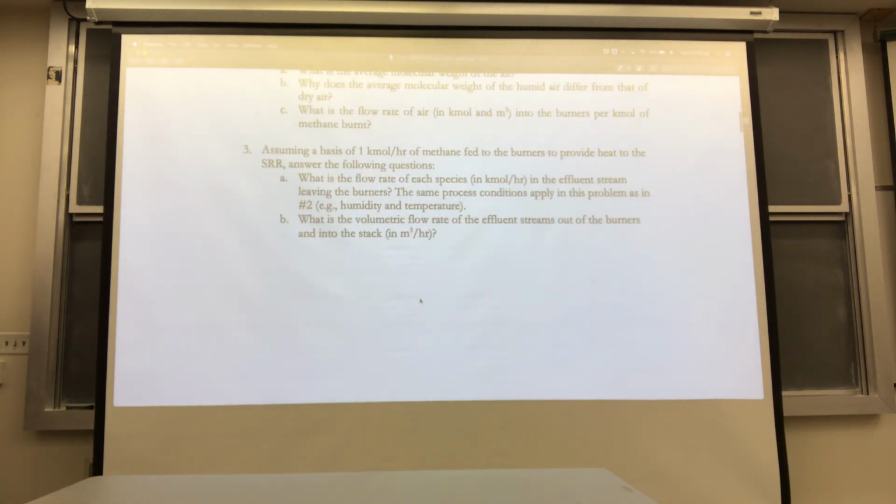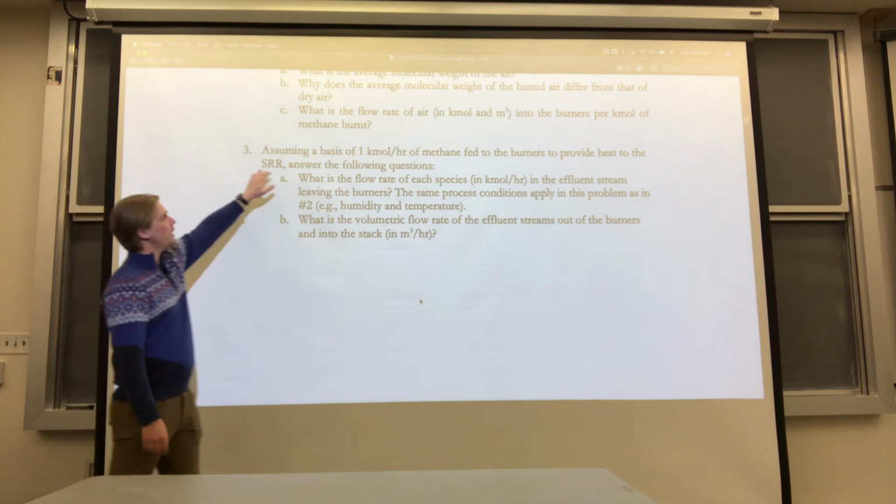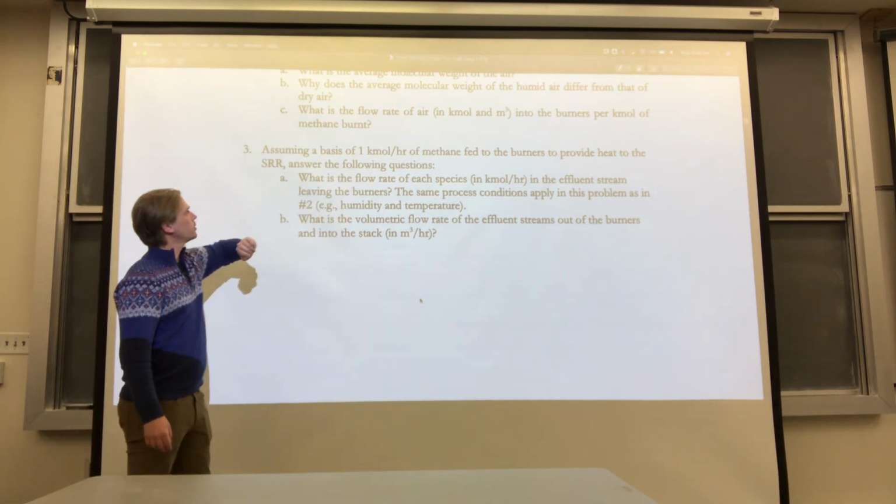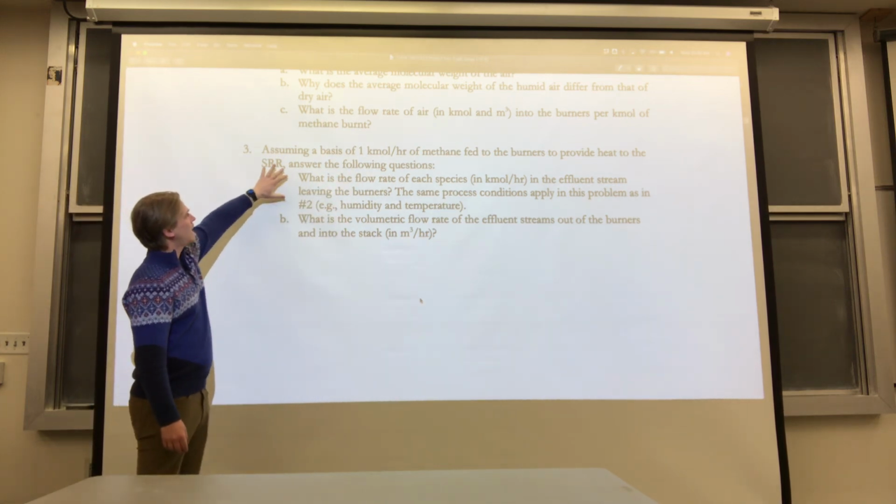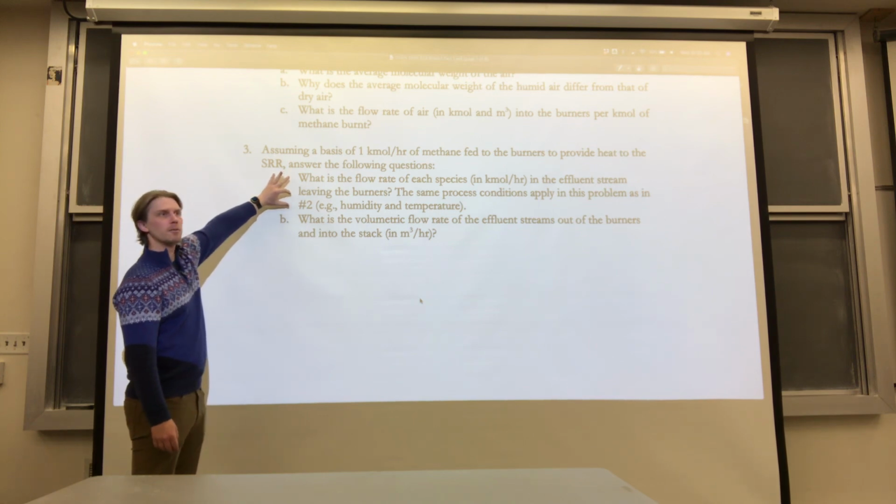Okay, question 3. So we're assuming a basis of 1 kilomole per hour fed to the burners, okay? This is asking you to balance the process. So what is the composition of the flue gas?